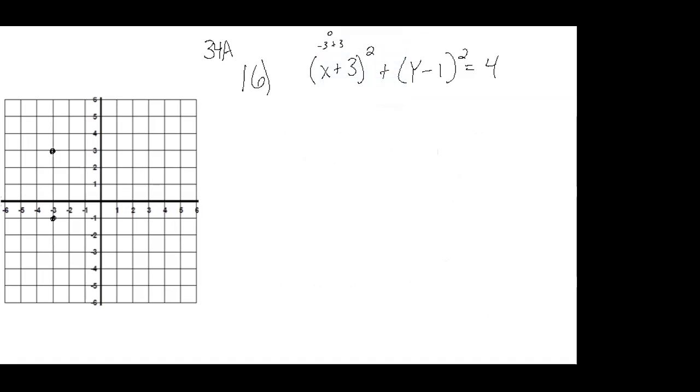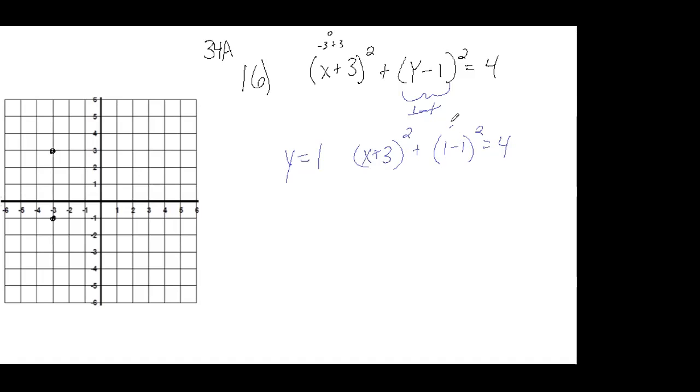Okay, so now the other side of the equation, or to find out 2 more points, I'm going to do whatever makes this part 0. So if I put 1 in for y, I have 1 minus 1, and that would be 0. So I want y to be positive 1. So I plug that in. I have x plus 3 squared, and then positive 1 minus 1 squared equals 4.